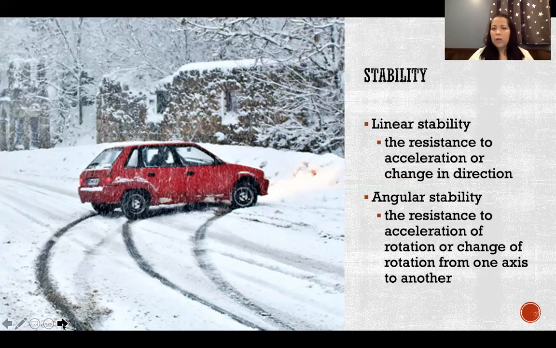Angular stability would be you're driving down the road, you're trying to turn onto the next street, and you skid off and keep going in the opposite direction. You do not have angular stability in that case, because angular stability would mean you turn and the car goes where you direct it. So it's the resistance to acceleration of rotation or change to a different axis, where you kind of lose control and hop from one place to another. If I'm turning the car and instead skid forward, I've changed to a different axis of rotation from the original one. So I lost my angular stability.